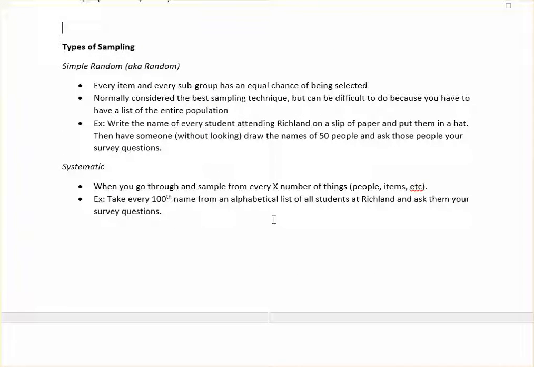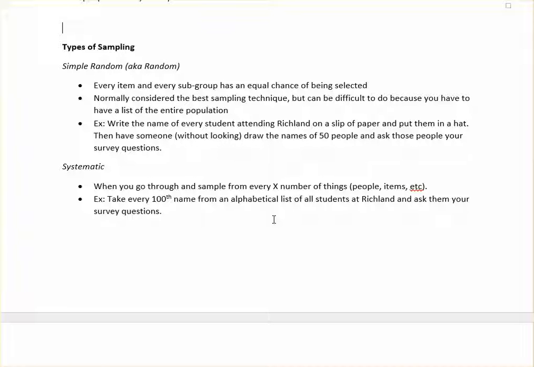So you remember when I talked about the example with, let's say we were interested in what Richland students think about the bookstore, right? And so we couldn't get a response from every single Richland student, so we took a sample, right?